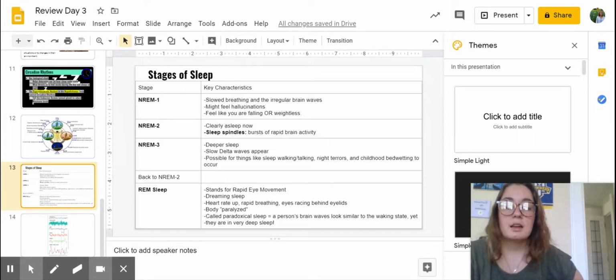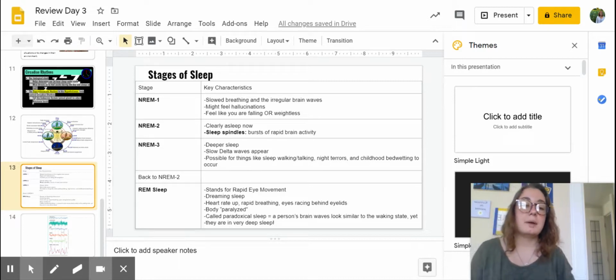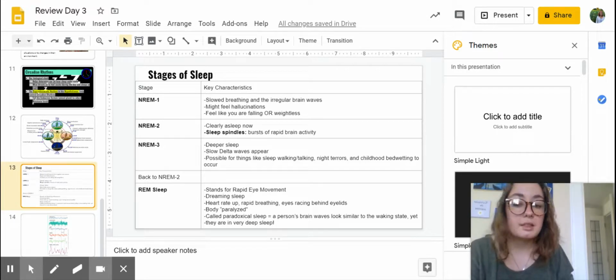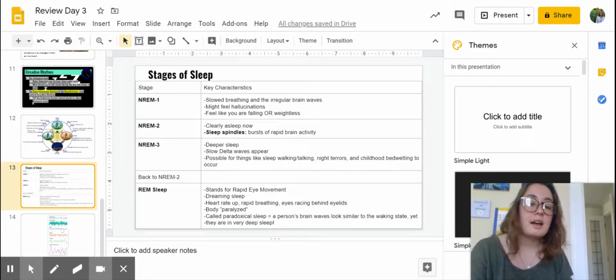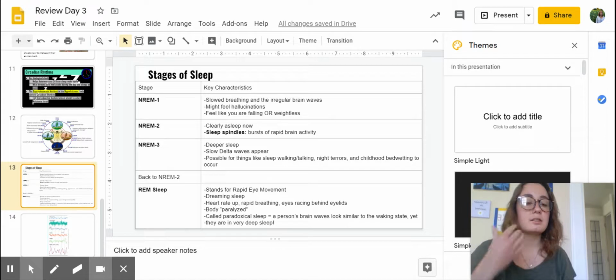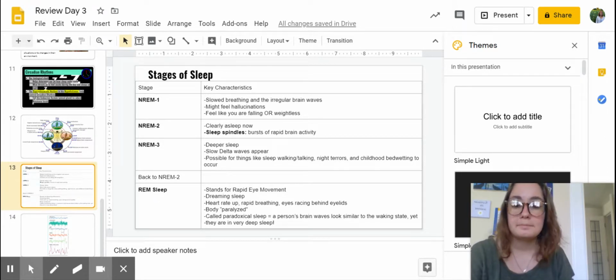Also during this time, your body is paralyzed. You can't really move because you're in such a deep kind of rest. So the big thing to know is that there's rapid eye movement going on, that the waves look essentially like you're awake, and that your heart rate's up, your breathing's up, and things like that.